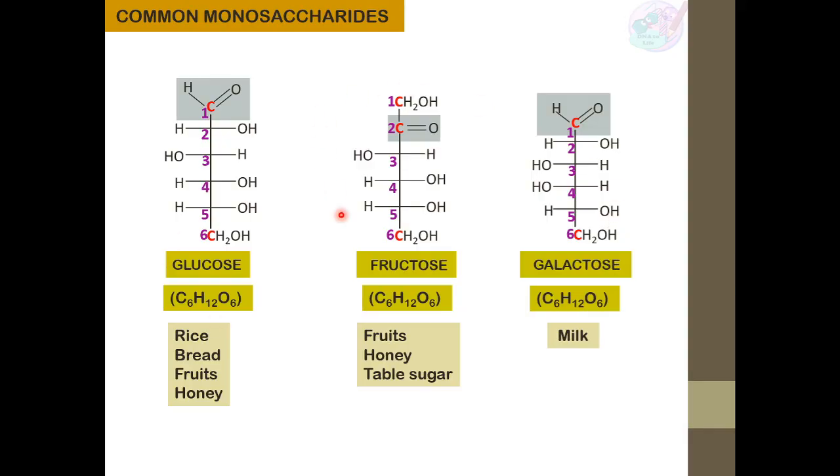These are a few common monosaccharides: glucose, fructose and galactose. Glucose is present in rice, bread, fruits and honey. Fructose is present in fruits, honey and table sugar. Galactose is present in milk and milk products. If you can see, all three have the same molecular formula of C6H12O6, but they are different. They have different physical and chemical properties. Why is this happening? Because of isomerization. So in the next lecture, we will discuss isomerization in carbohydrates.